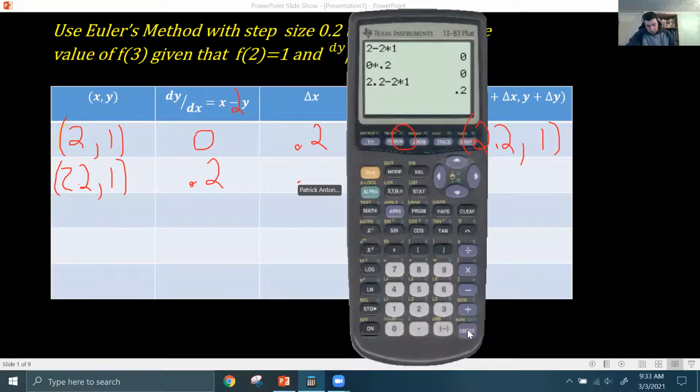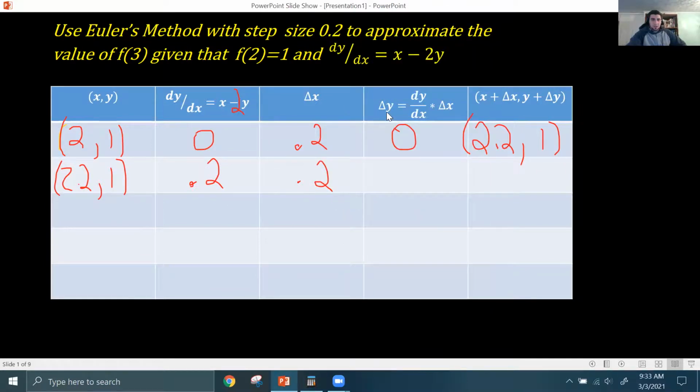And that's okay that it's the same as 0.2, our delta x, but that is our slope. Now, to get the change in y, you multiply dy dx times the change in x. So just 0.2 times 0.2, which is going to be 0.04. And now you just add your delta x onto the x for that line and your delta y onto the y for that line. So 2.2 plus 0.2 is going to be 2.4. And 1 plus 0.04 is going to be 1.04. And then you just carry this process on.